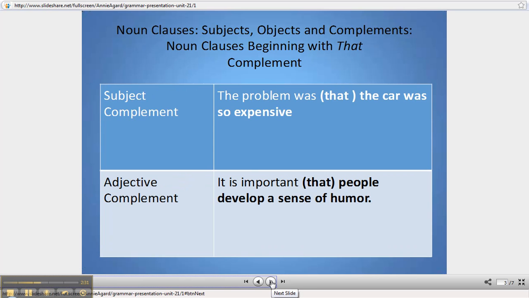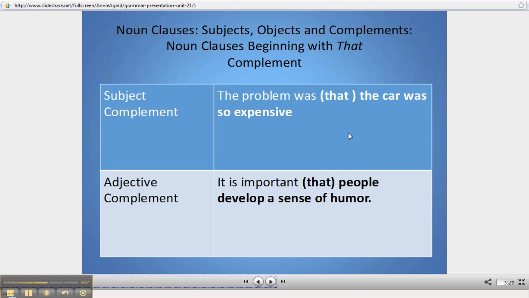This shows you what happens when you have a complement instead of an object. Remember, we use this word complement when the verb is a stative verb. We don't call it an object, we call it a complement. So here is the noun clause that is the complement. The problem was that the car was so expensive.